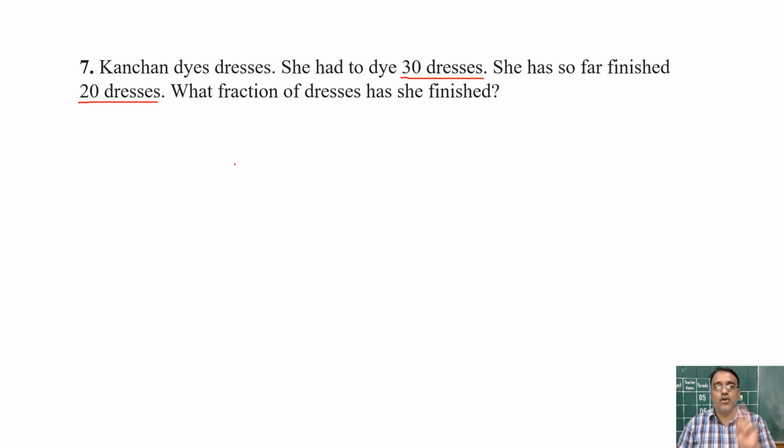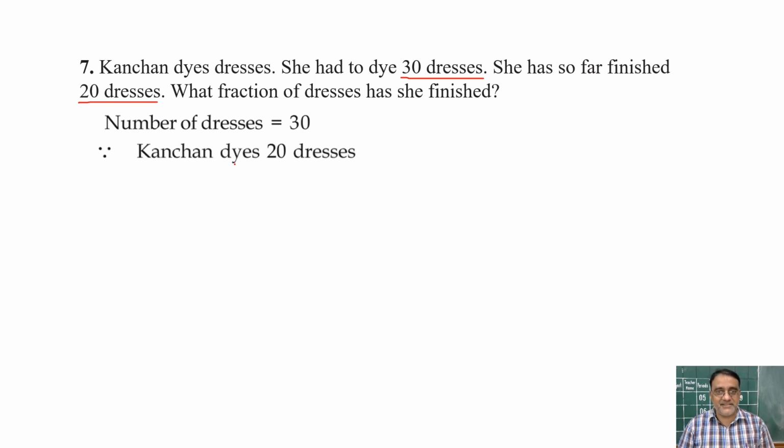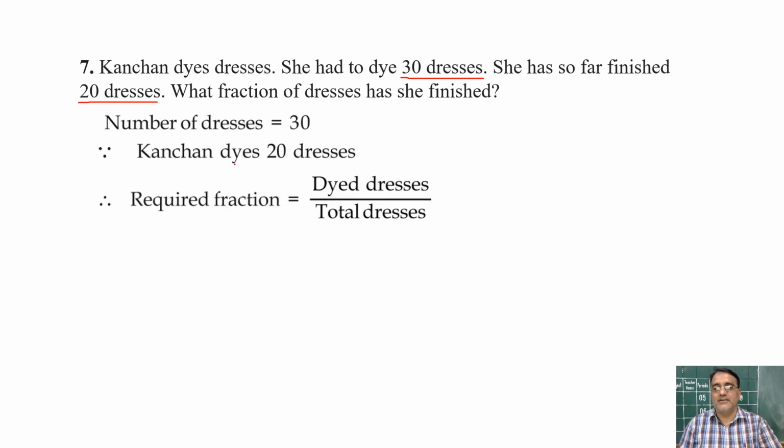So first, total number of dresses is 30 and she finished 20 dresses. So the required fraction is 20 upon 30. That is, total number of dresses dyed upon total dresses. Right? Now in this we can cancel the 0s. That is dividing both by 10. So the final answer is 2 by 3. Right. So now we are moving toward question number 8.